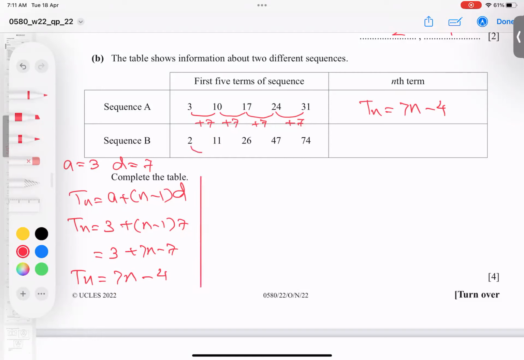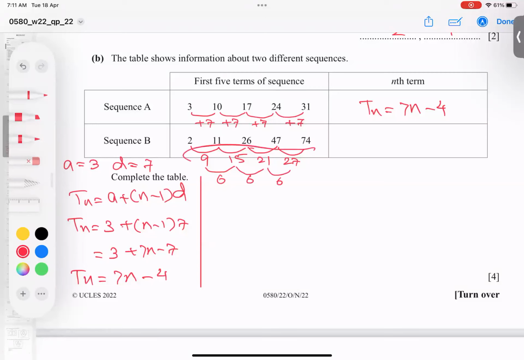if you check it here, 2 plus 9 gives you 11. 11 plus 15 gives you 26. You can do one thing, 26 minus 11, subtract. This is another way to get it. So here, 74 minus 47, if you subtract these two numbers, you get 27. So I hope this is very clear. And 9 plus 6 gives 15, and 15 plus 6 is 21, plus 6.